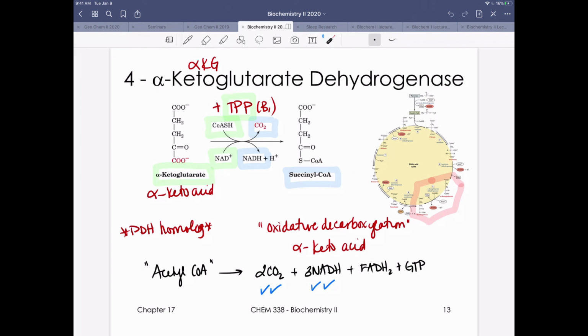Important cofactors that are necessary: we need CoA, we need NAD+, and we need TPP. So we generate the same kinds of products that we saw with pyruvate dehydrogenase. We generate NADH and we generate CO2. So again, taking a tally here now, we've generated at the completion of stage 1 both of the CO2s that are necessary, 2 out of the 3 NADHs, and again, the rest of these are going to come in stage 2.